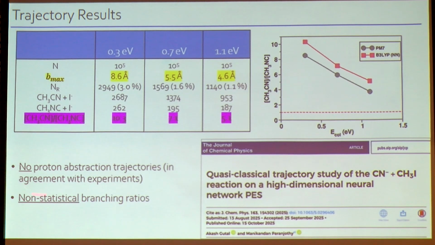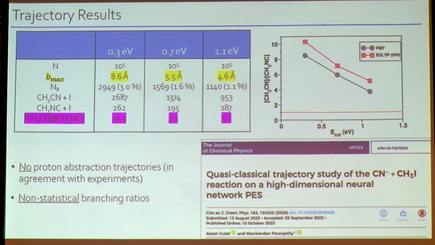The other interesting thing is that we did not observe any proton abstraction. That is good, because the overestimation of the proton abstraction was a problem we saw with the PM7 surface, and now we are done with it. We don't have the issue of overestimation of the proton transfer. So we have enough reactive trajectories, then we can go ahead and analyze the trajectories, and that's what we did.